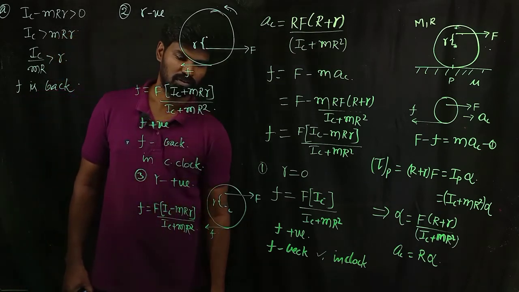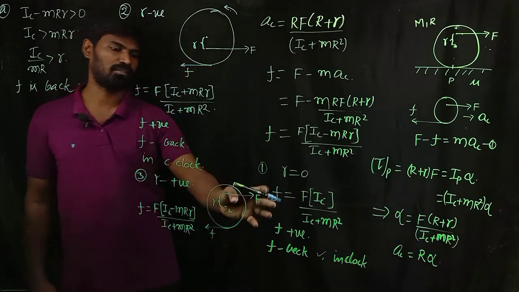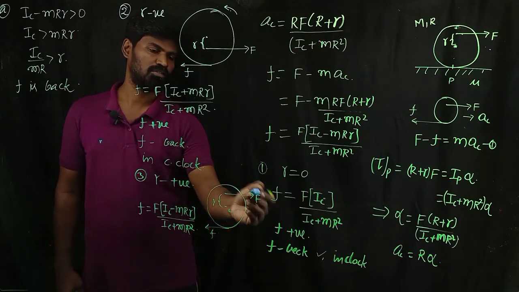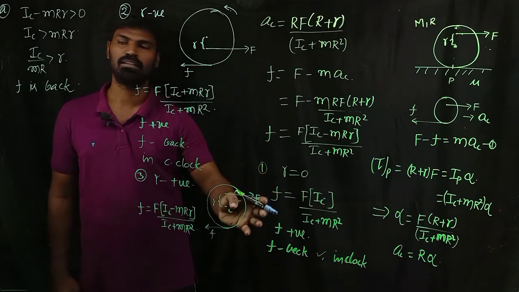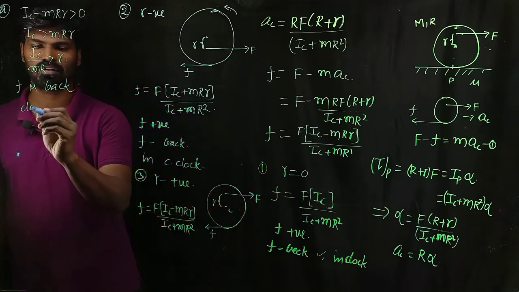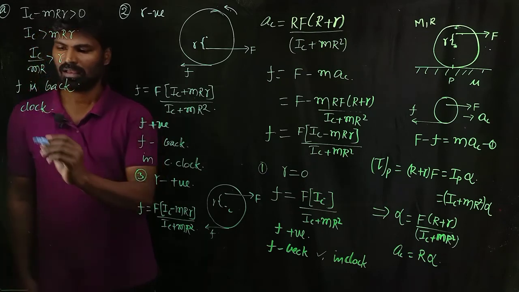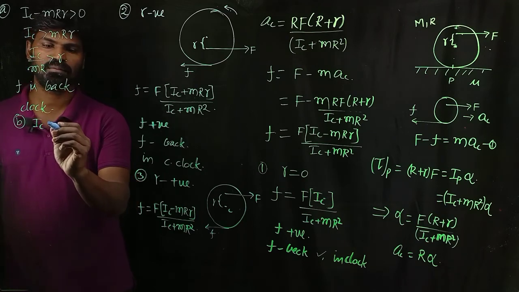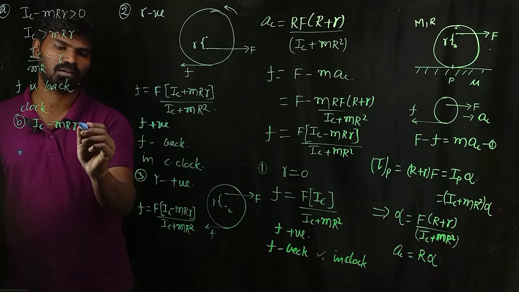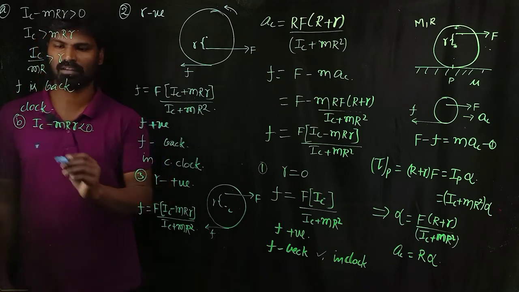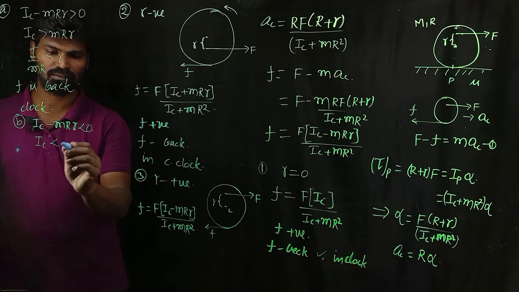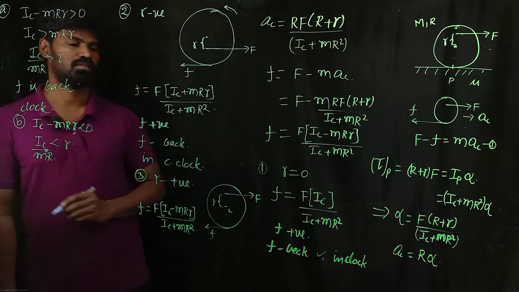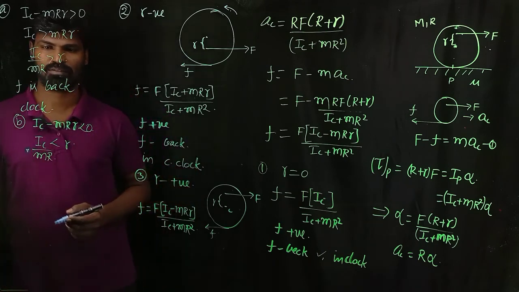And what is the sense of rotation? In which sense will it rotate? Will it rotate clockwise or counterclockwise? Again, you consider with respect to this point, the torque due to applied force will make the body rotate in clockwise sense, because of which the body rotates in clockwise sense. And subcase number B, what if IC minus m into capital R into small r is less than 0? That is possible when IC divided by m into capital R is less than small r.